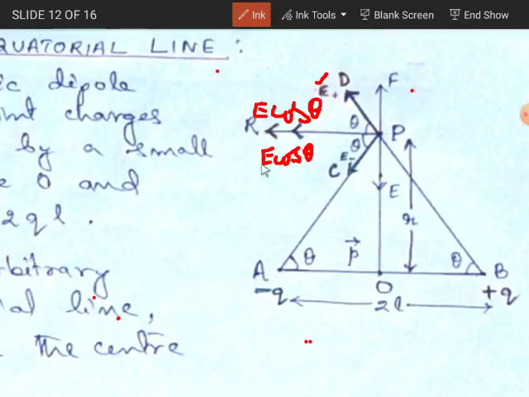So only these will remain. So your resultant electric field E will be what? E cos theta plus E cos theta. That means twice E cos theta along this PR, and this PR is from what? Positive to negative. That means the direction of the electric field E is along this, and the direction of the dipole moment is from minus q to plus q. So your electric field will be in the direction opposite to that of the dipole moment. Got it?